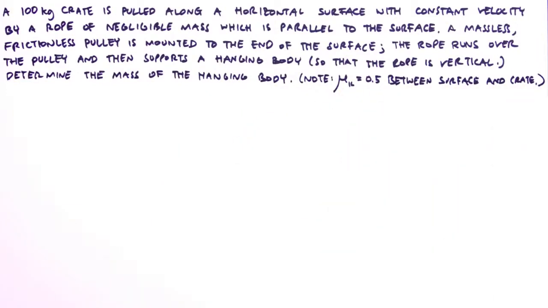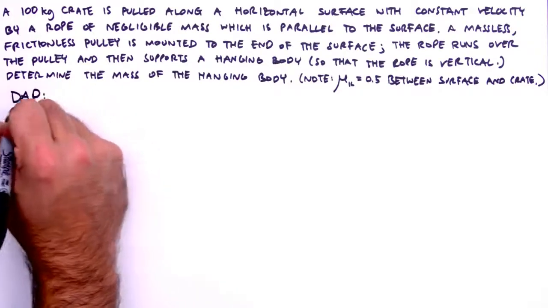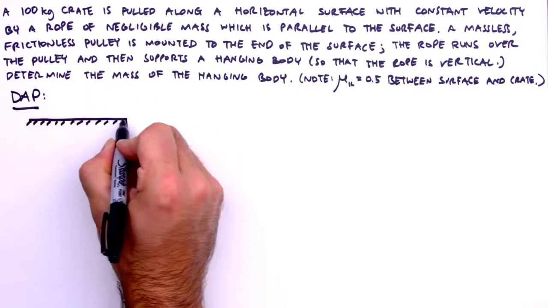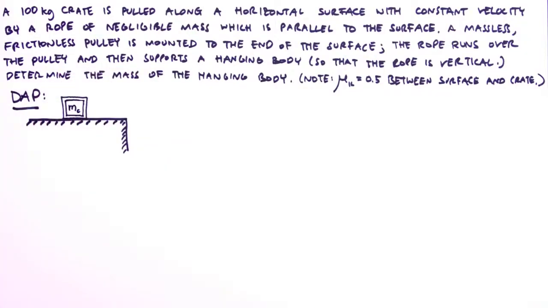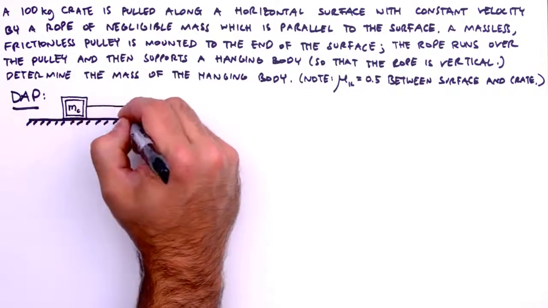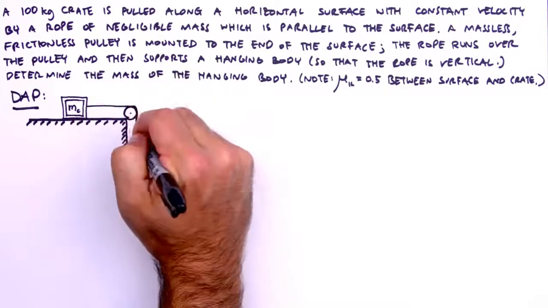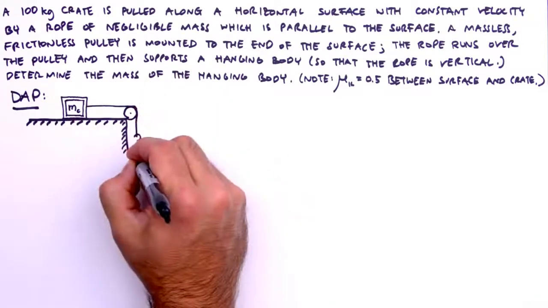The first step, as always, is to draw a picture. So here's our surface, and our crate, which we'll label M sub C. Attached to the crate is our special rope, which runs over our special pulley and down to our hanging body. We'll label that M sub B.